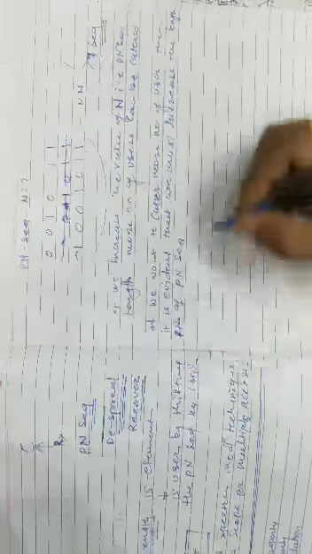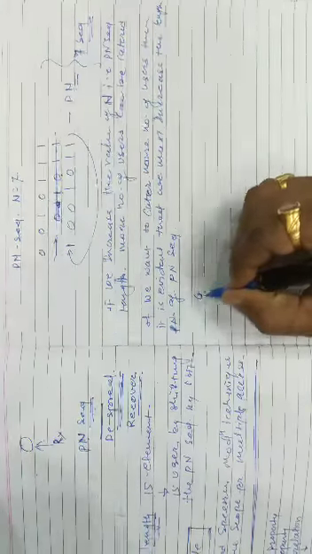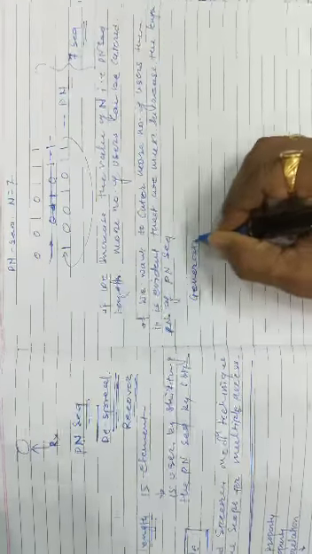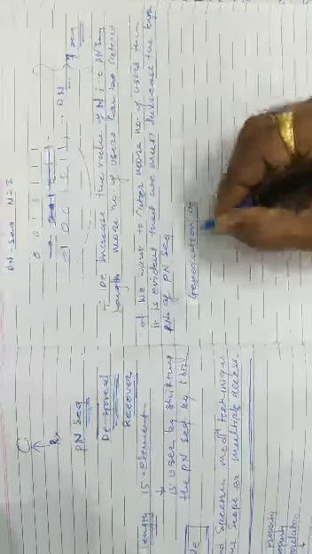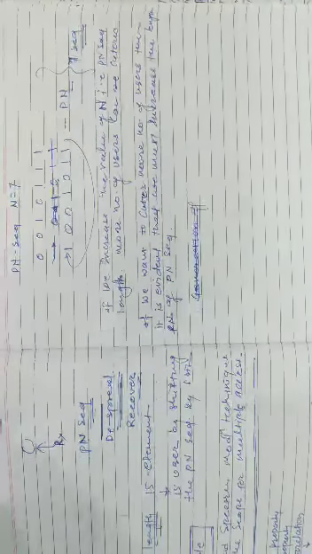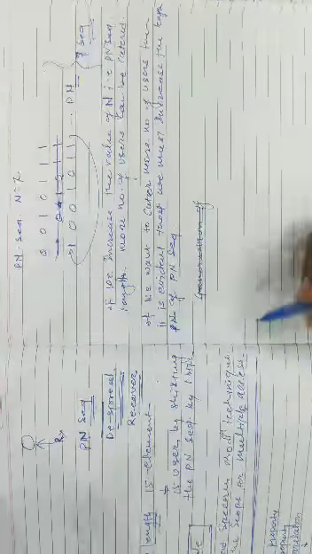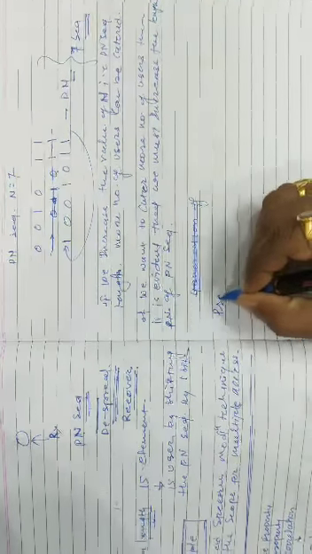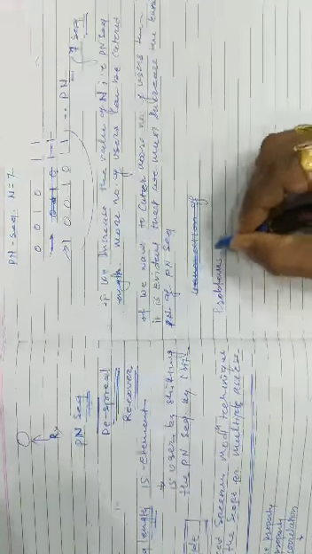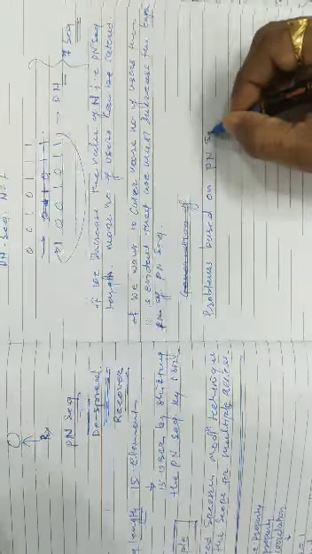Now we'll start with the generation of the spread spectrum signal. Rather, instead of that, we'll first discuss the numericals based on these properties of the PN sequence. Okay, problems based on the PN sequence.